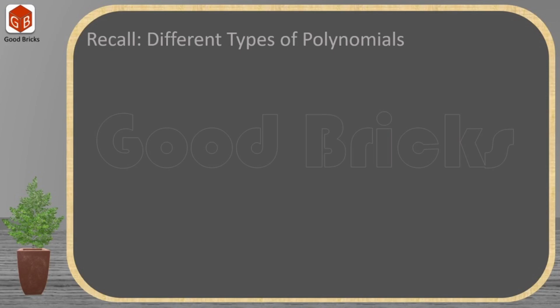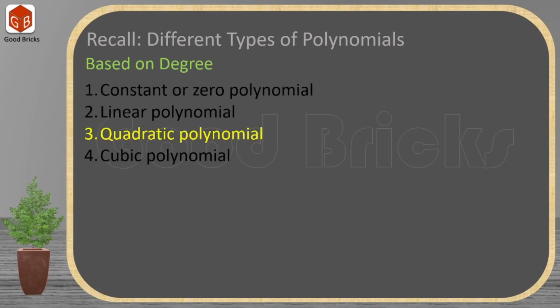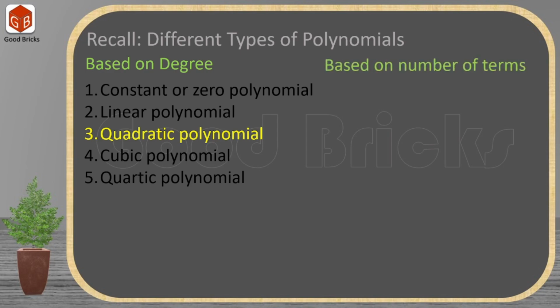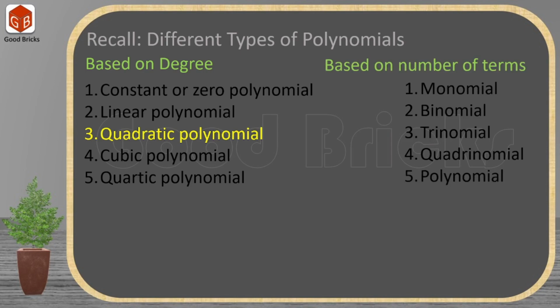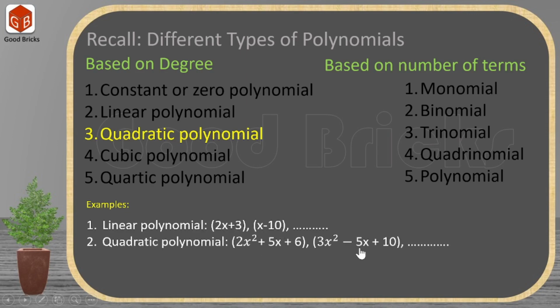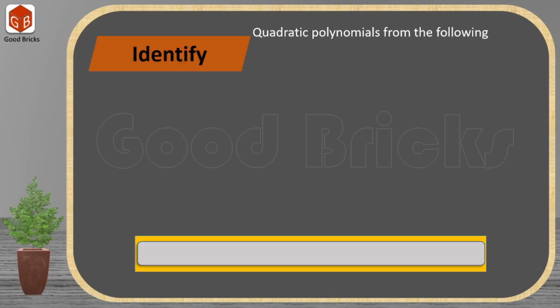Now let us recall the knowledge which we have learnt in second chapter. See, here we have different types of polynomials based on degree, and let us also see different types of polynomials based on number of terms. Now let us see some examples. These are the 2 examples for linear polynomials, and these are the example for quadratic polynomials. Let us now slowly move towards our exercise first.